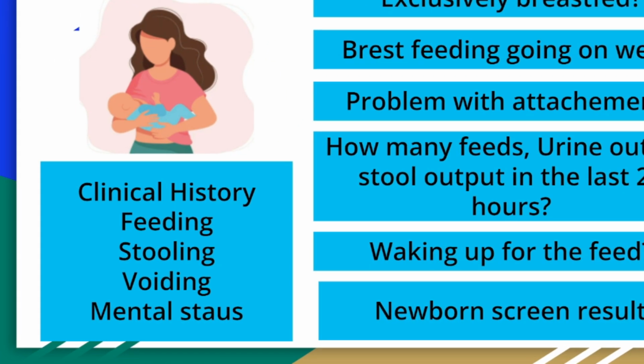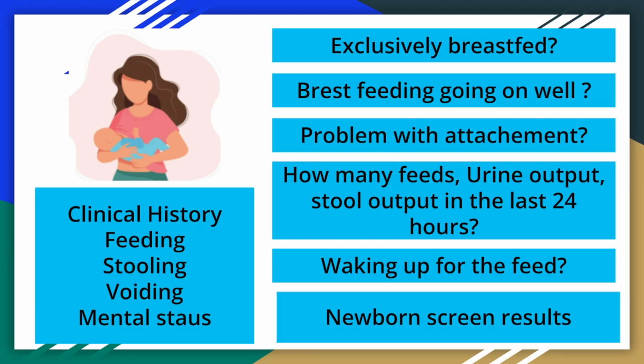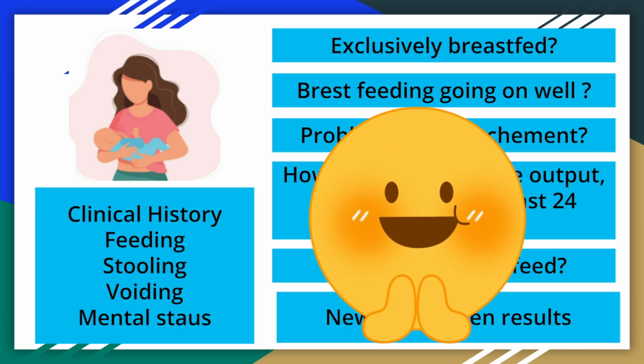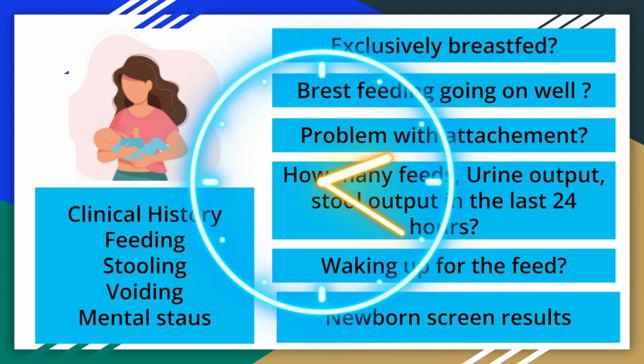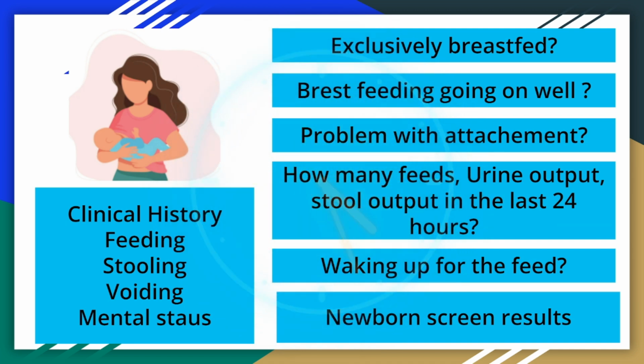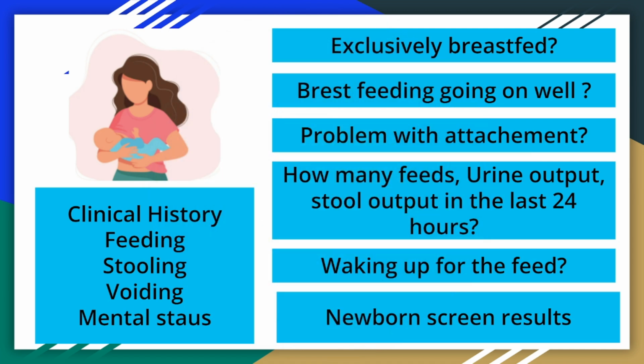History should focus on the newborn's feeding, voiding, stooling, and mental status. Some questions you may ask include: is the baby exclusively breastfed? If so, does mom feel breastfeeding is going well? Is there any problem with attachment? How many times has the baby fed in the last 24 hours? How many wet diapers in the last 24 hours? How many stools in the last 24 hours? Is the baby waking to feed?